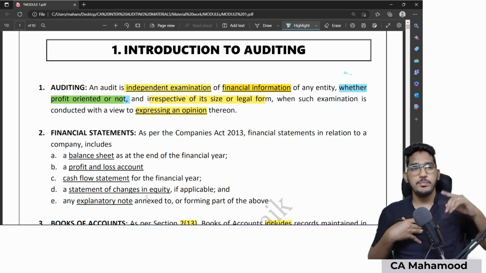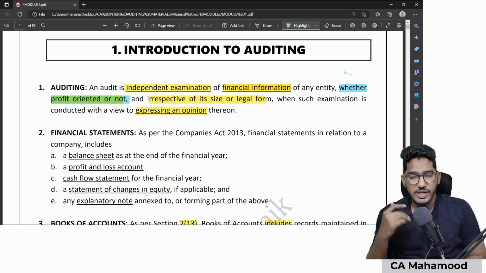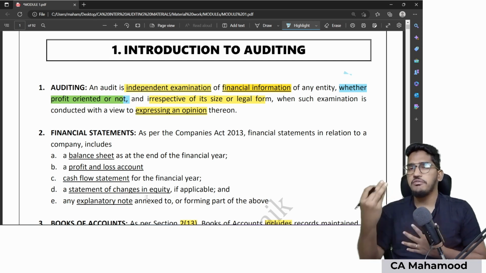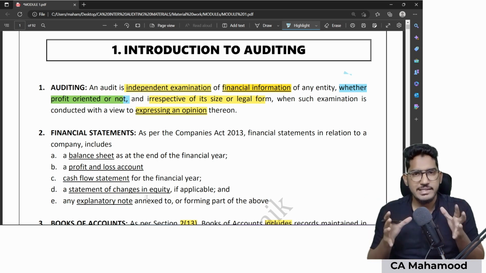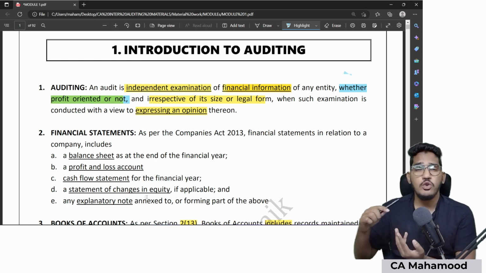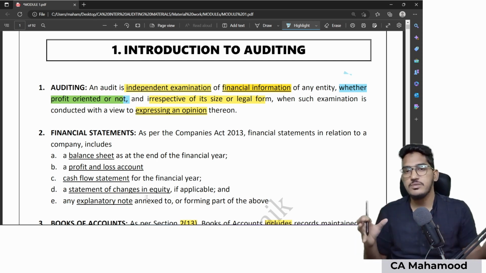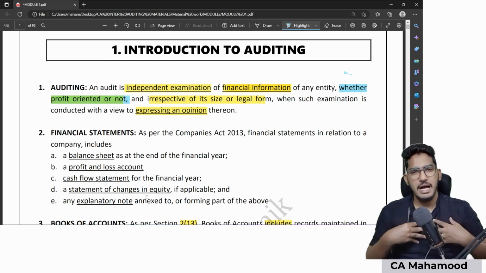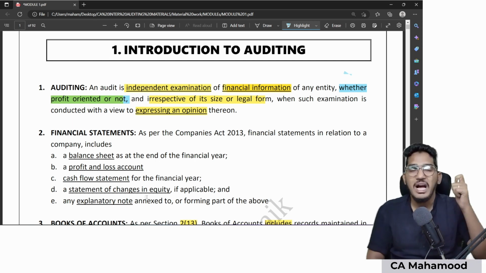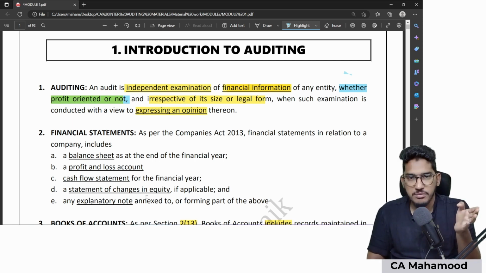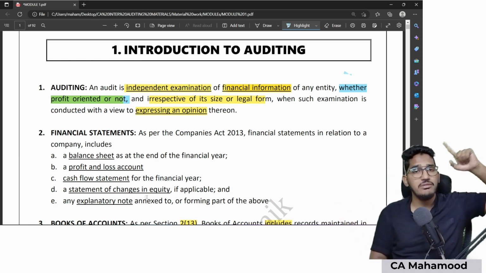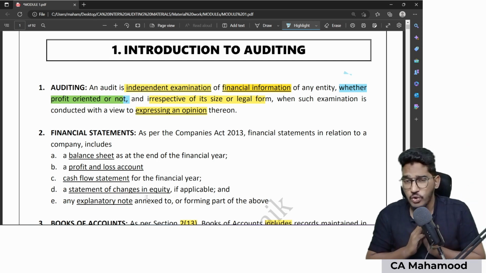If I am conducting audit of a profit making company, Reliance Industries Limited, what will I do? Independently examine their financial information. Sometimes I might be asked to do the audit of non-profit making entities. If I give you examples of non-profit making entities: some trusts like old age homes, orphanages, etc., places of religious worship like temples, churches, mosques, etc. So even if somebody asks me to do the audit of these non-profit making entities, there also I will independently examine financial information. I will not do something else which I will not do in the case of profit making entities. No, there will not be any change.